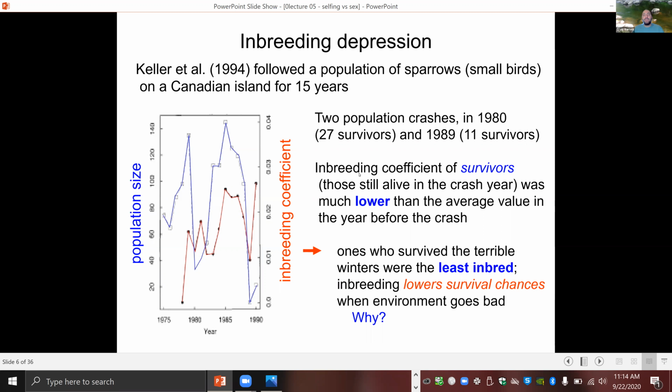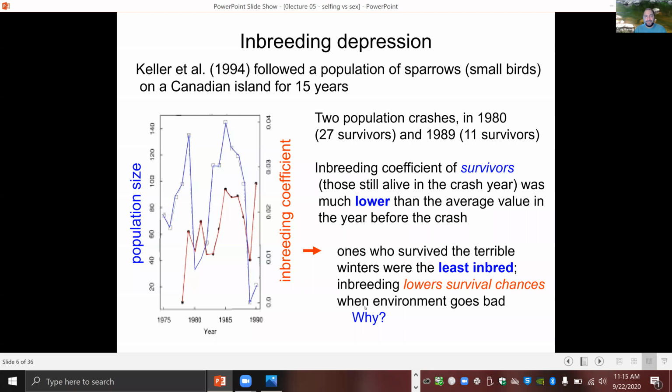The inbreeding coefficient of the survivors, i.e. those that were still alive in the crash year, those that survived this environmental hardship, was much lower than the average value before the crash. What that means is those individuals that were the most outbred were the most likely to survive. Those individuals that had parents that were genetically dissimilar had a higher chance of survival. The ones who survived the most terrible winters were least inbred. In this case, inbreeding lowers your survival chances when the environment goes bad.